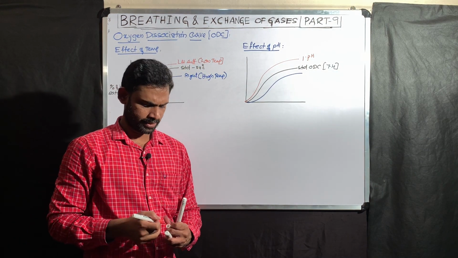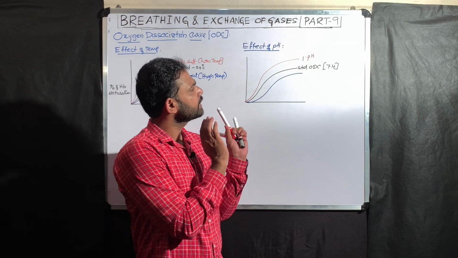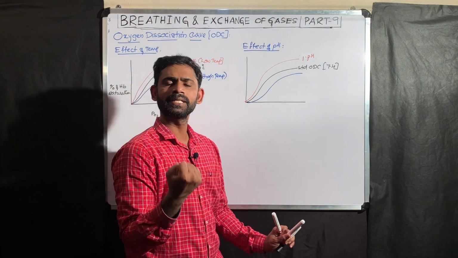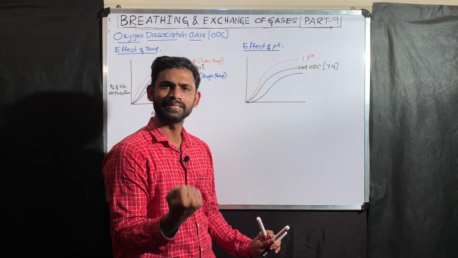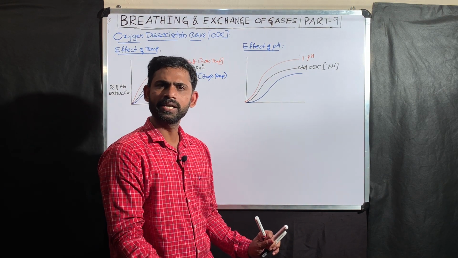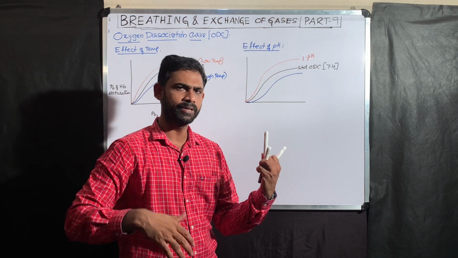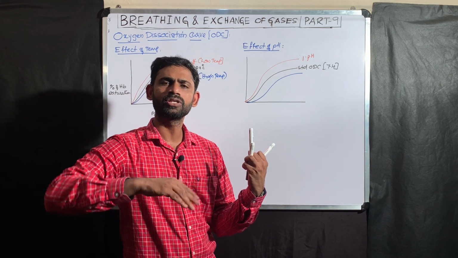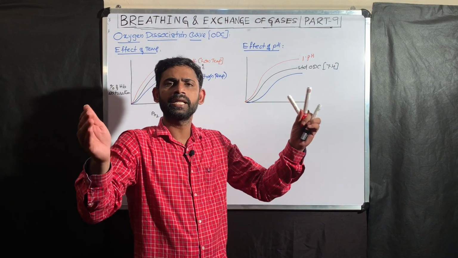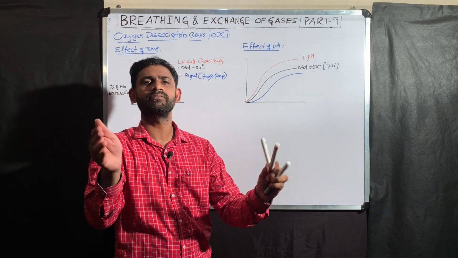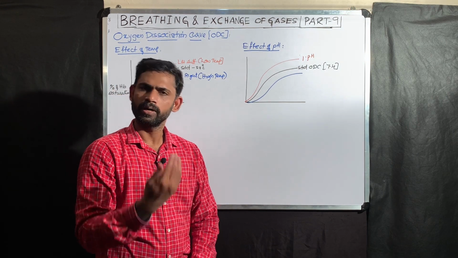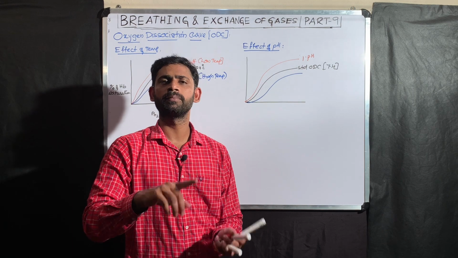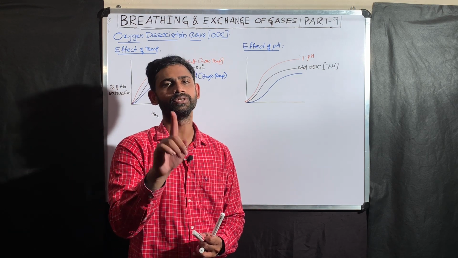Concept I will tell you. When we start, normally the pH remains 7.4. When a person starts doing exercise, the muscles need more oxygen. As a result of the greater cellular oxidation, a great amount of carbon dioxide will be produced. As we know, carbon dioxide reacts with water to form carbonic acid, that is H2CO3.